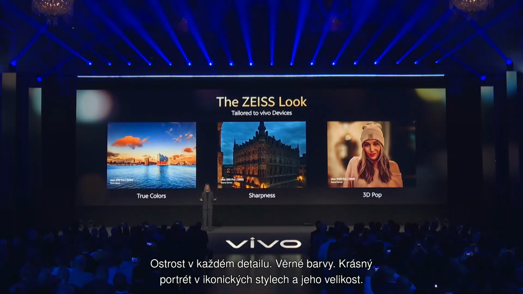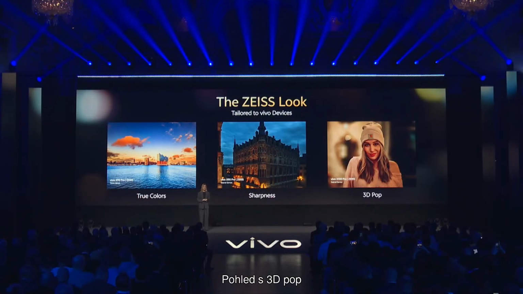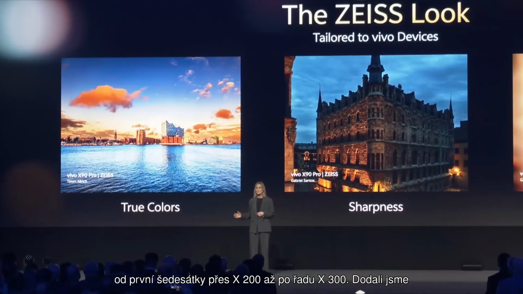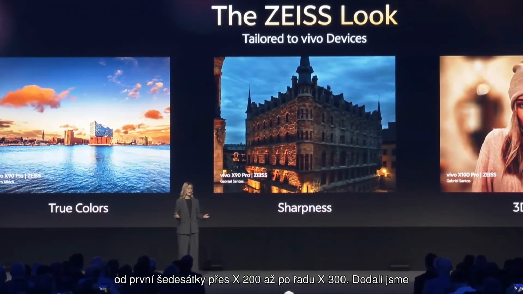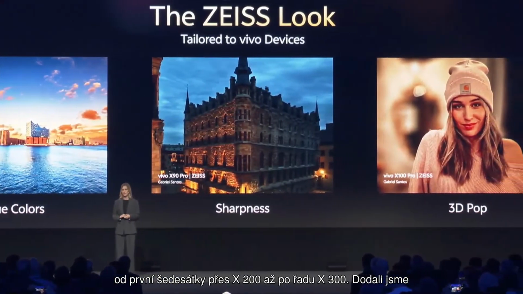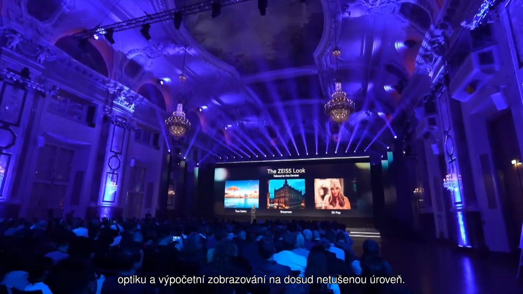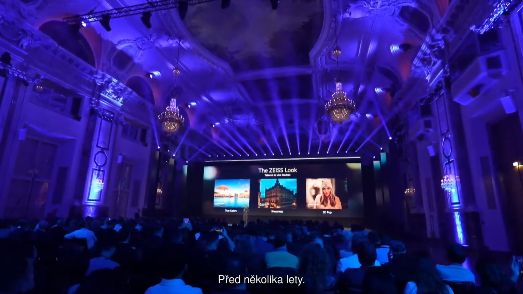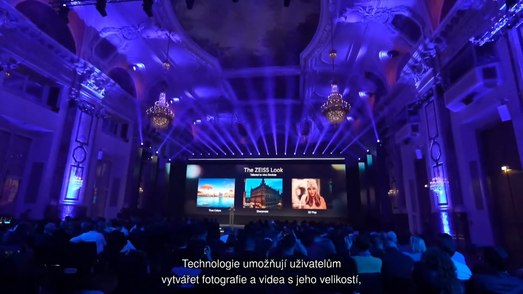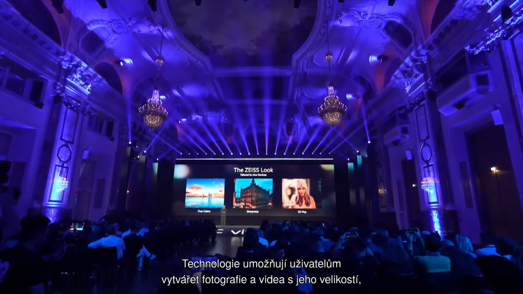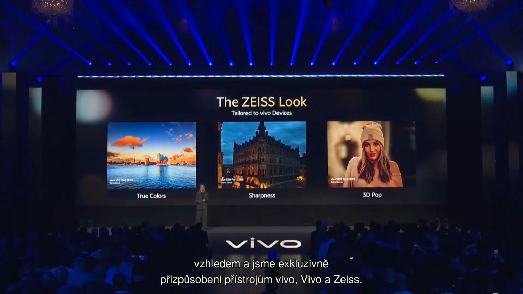Sharpness in every detail, true color, beautiful portrait in iconic styles, and the ZEISS look with 3D pop. From the first X60 to the X200 and now the X300 series, we delivered. We've brought optics and computational imaging to levels undreamed of a few years ago. The technologies allow users to create photos and videos with the ZEISS look, and they're exclusively tailored to vivo devices.